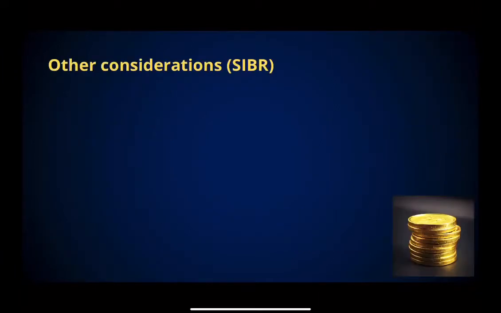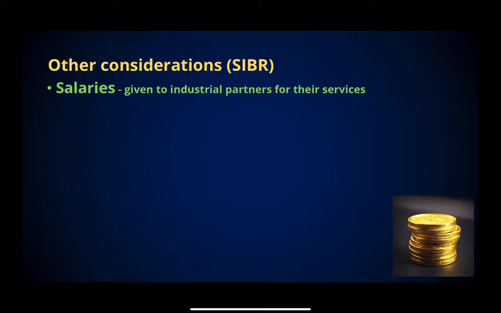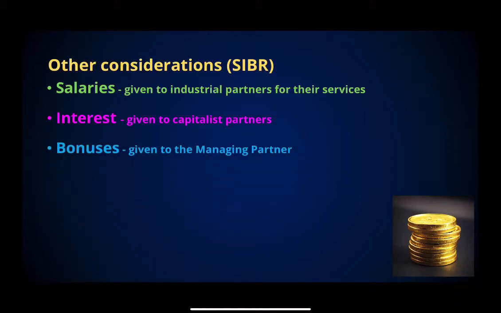Since some partners may be industrial and the rest capitalist, the profit sharing ratio may not be enough. In addition to profit sharing, the partnership agreement may also stipulate the following. First, salaries. Normally, an industrial partner receives salary in addition to his share in the partnership's profits as compensation for his services to the partnership. Secondly, interest. Interest is given to capitalist partners to account for the difference in their capital contributions. And then lastly, bonuses. The managing partner may be entitled to bonuses for excellent management performance.